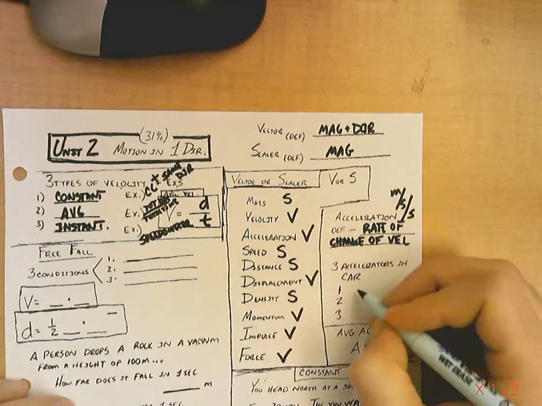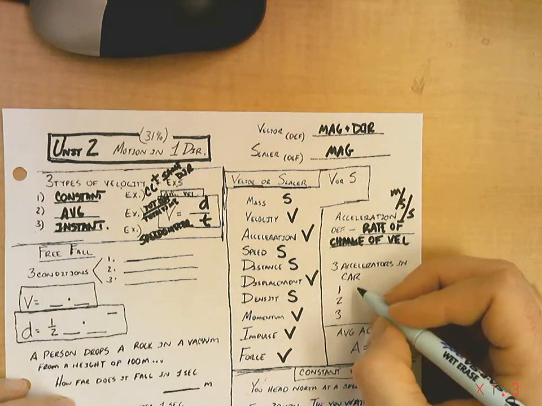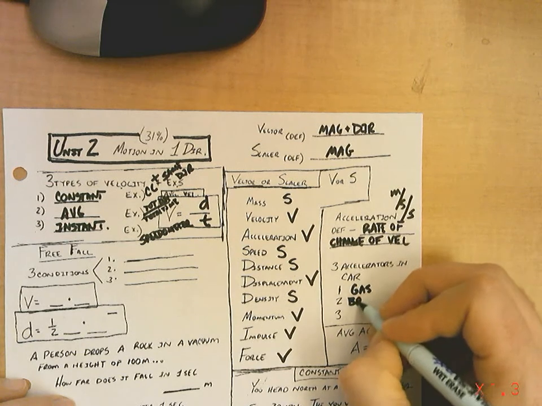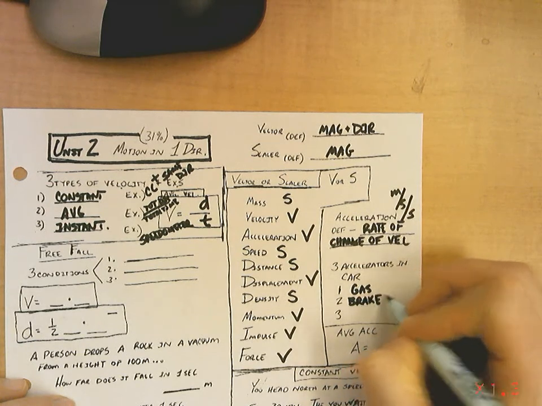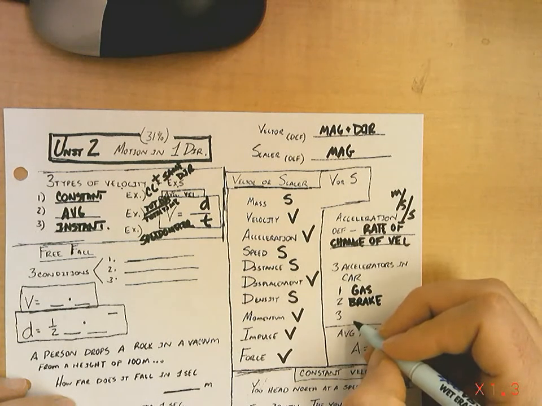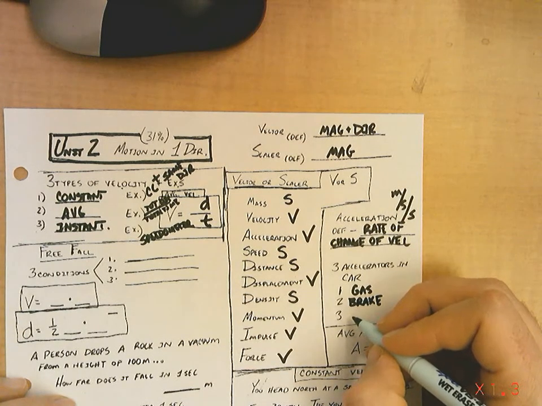3 accelerators in your car. This is tricky as well. Most people would say, oh, you just have one, it's your gas. But remember, we can also slow down. That's also considered acceleration. There is no word deceleration. That's a dirty word in physics. We don't use the word decelerates.